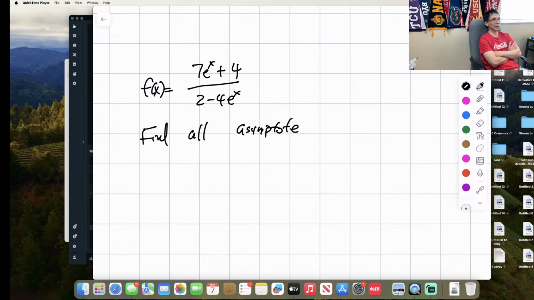How many different kinds of asymptotes do you know? There's a vertical asymptote, slant asymptote, horizontal asymptote. Yeah, there's 3. But I hear one of them doesn't count. Slant doesn't. It's not here.